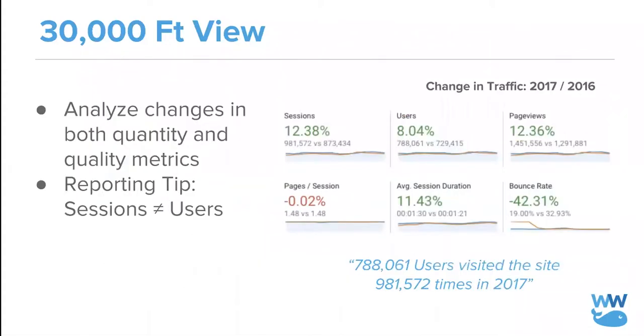In addition to the raw graph, we also want to pull these very general numbers. Again, this is just overall changes in traffic. So we're not segmenting, we're not looking at certain traffic channels, we're just looking at overall performance of the site as a starting point. And one thing I'd like to add here is, this is the jumping off point.